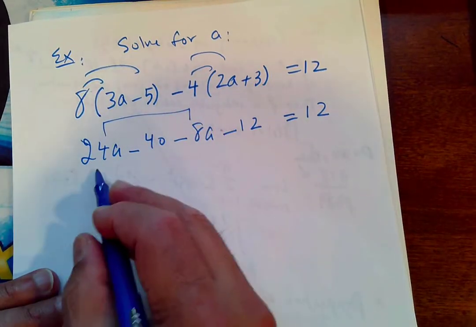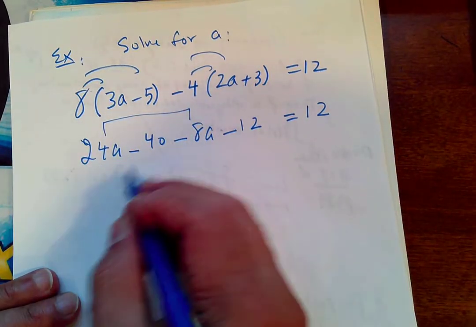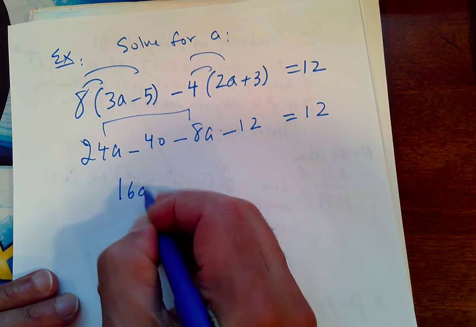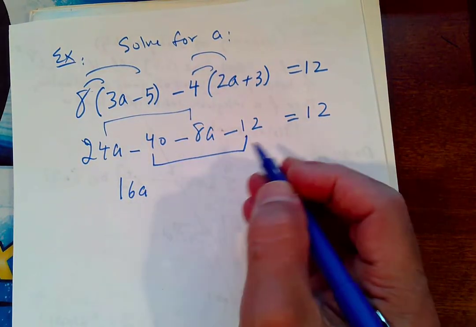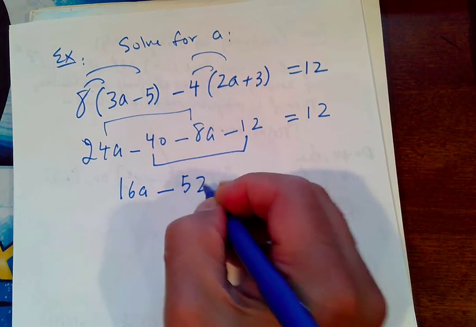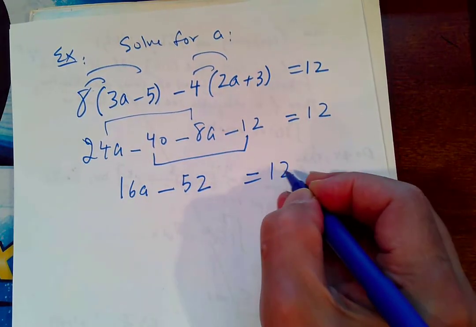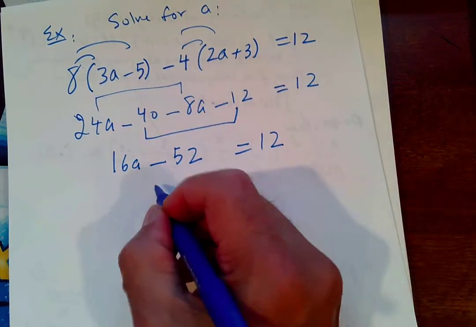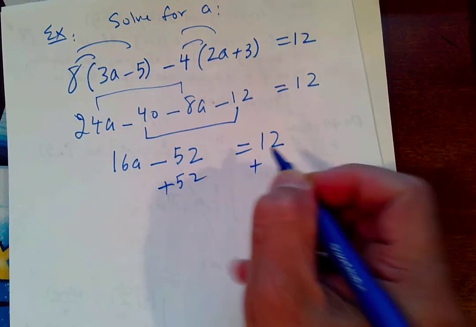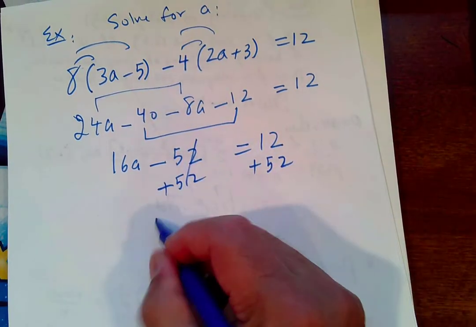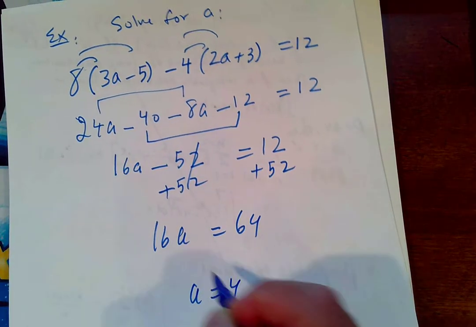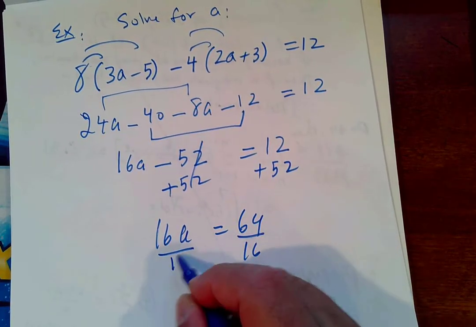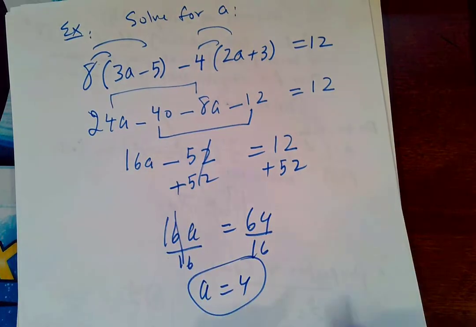Combining like terms, 24a minus 8a is 16a, and negative 40 minus 12, which is negative 40 plus negative 12, is negative 52 equals 12. So the 52 has to be added to isolate the a. We get 16a equals 64, so a is 4. If we divide 16 into 64, we get 4.